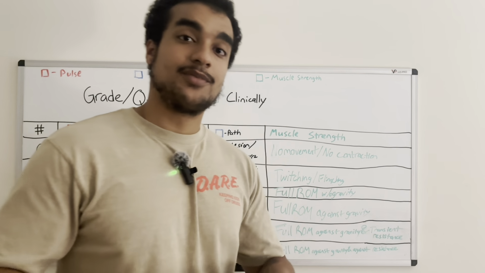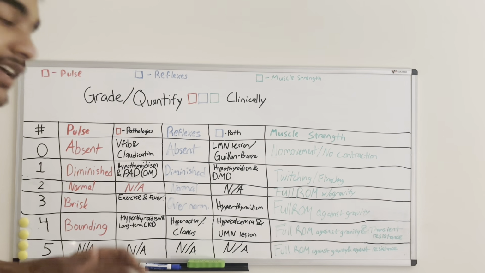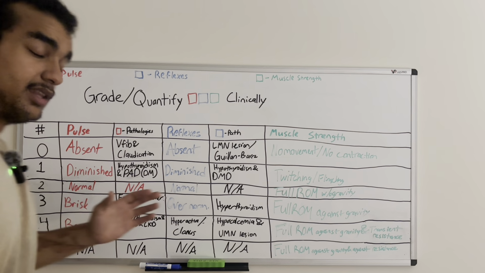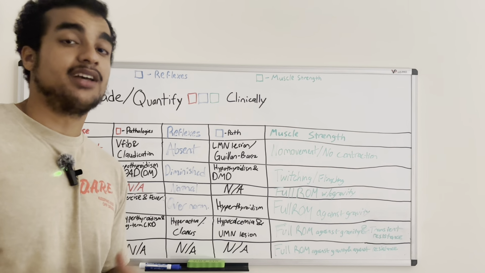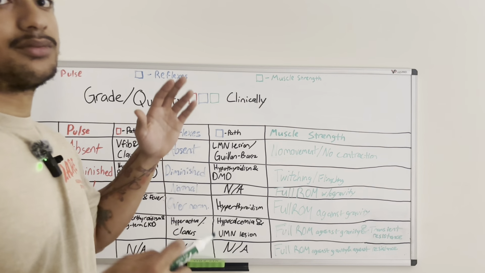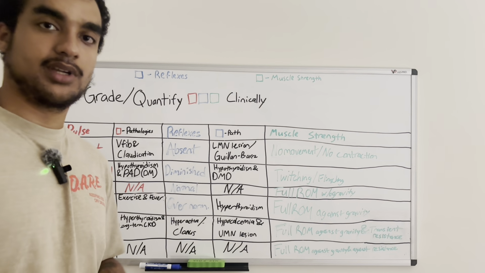So anyway, hope that helped y'all. Again, here's the table. This is how to grade and quantify qualitative data such as pulse, reflexes, and muscle strength.